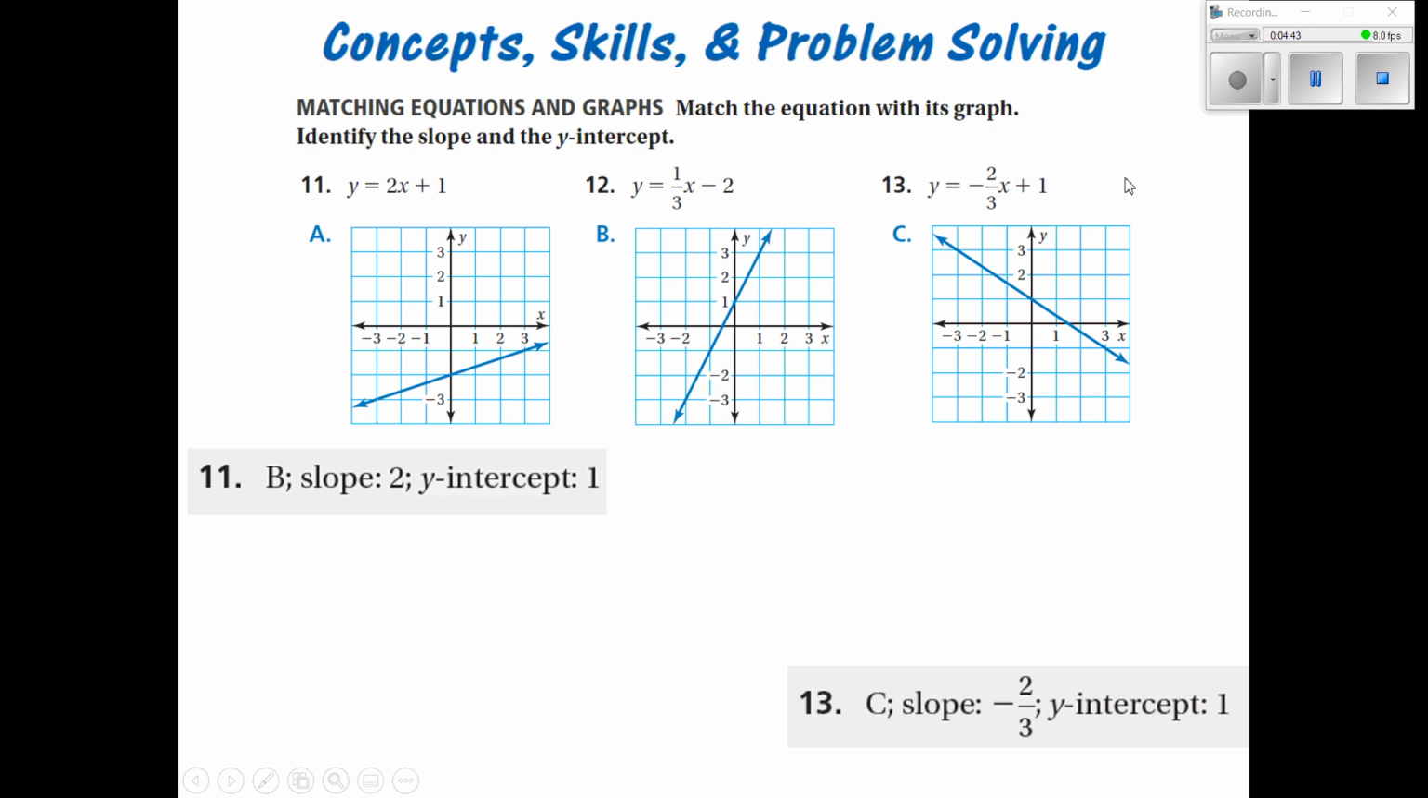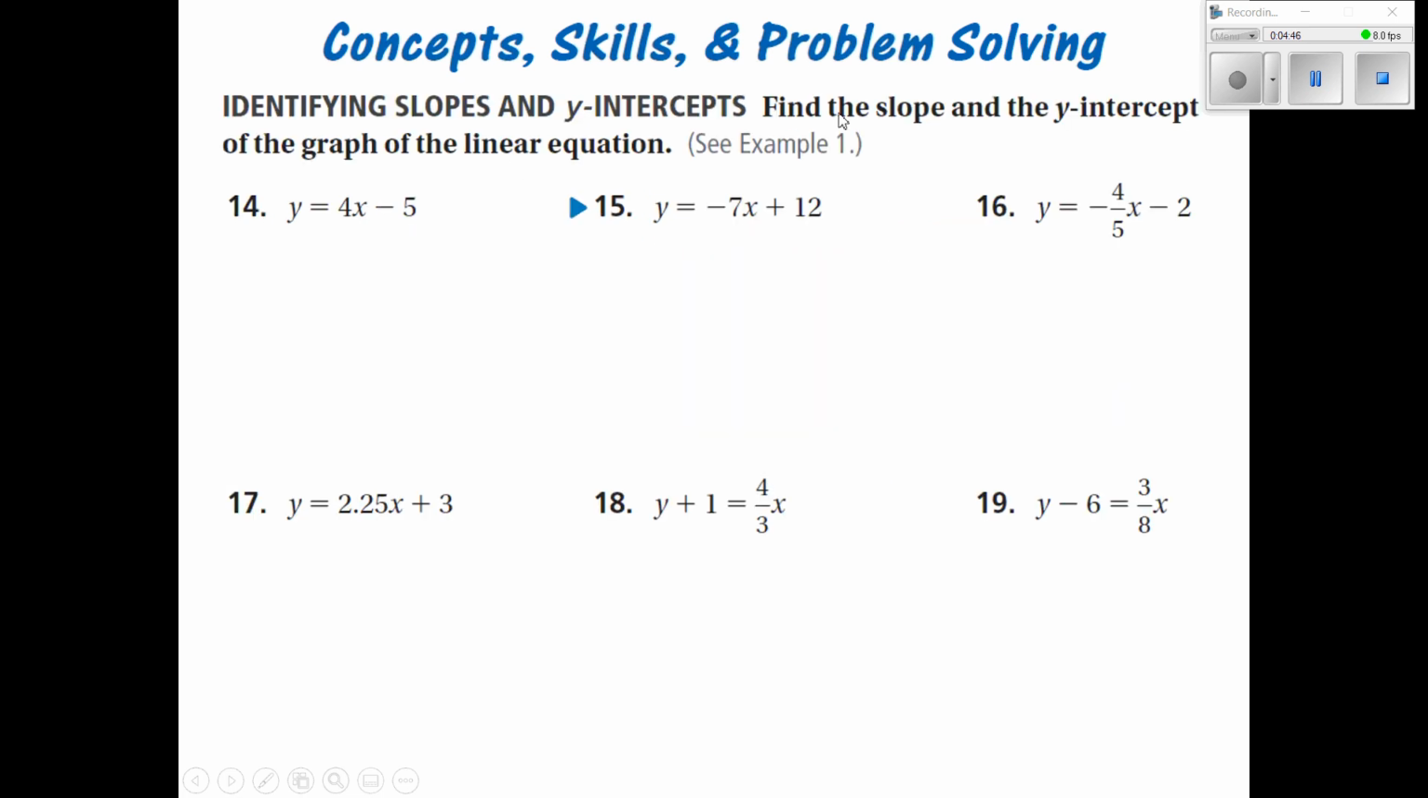All right, let's go on to 15. It says find the slope and the y-intercept on the graph of the linear equation. Okay, well, the slope is going to be negative 7 over 1. And the y-intercept is going to be on 12, positive 12. So the slope is -7, y-intercept is 12.